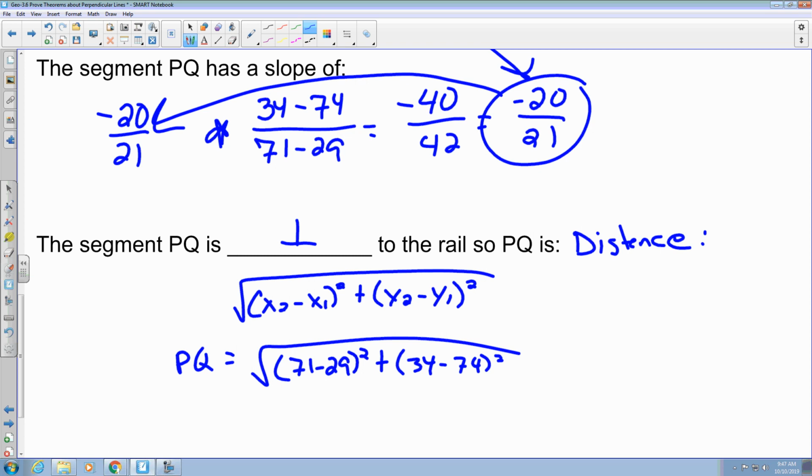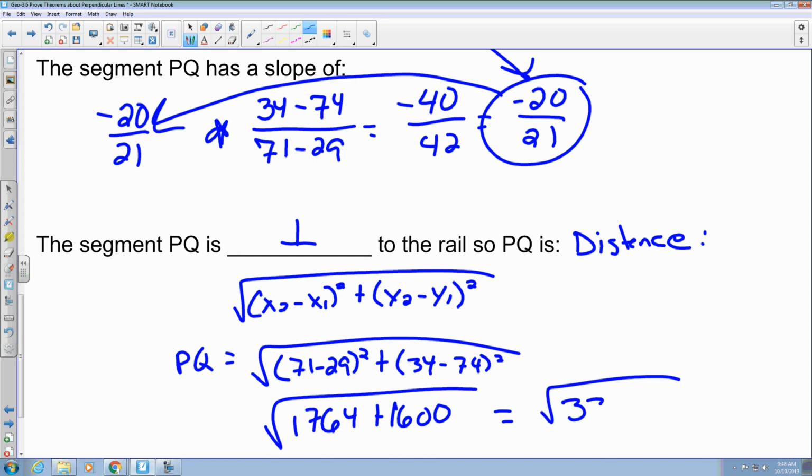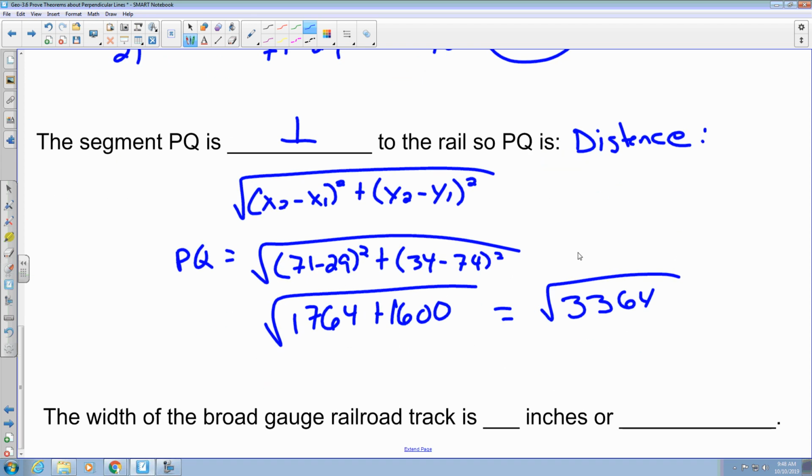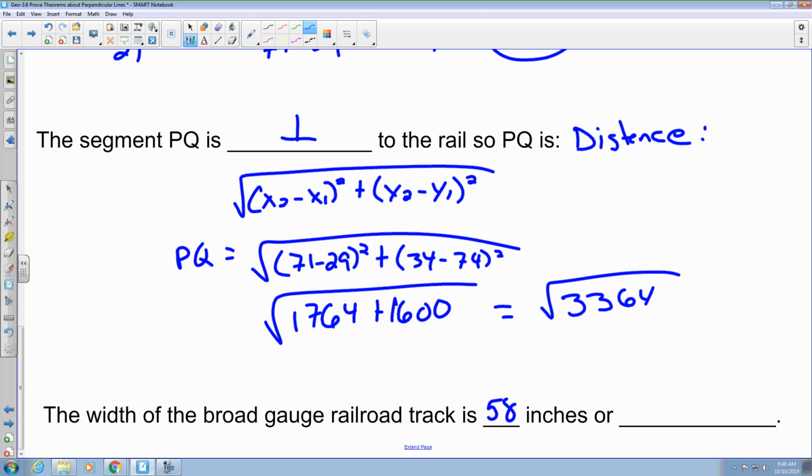Like we said, 71 minus 29 was 42. Square that, I get the square root of 1764 plus 34 minus 74, that's negative 40. Square that, 1600. Add 1600 and 1764, I get the square root of 3364. Square root that, I get 58 inches. If I converted it to feet, it would be 4 feet 10 inches.